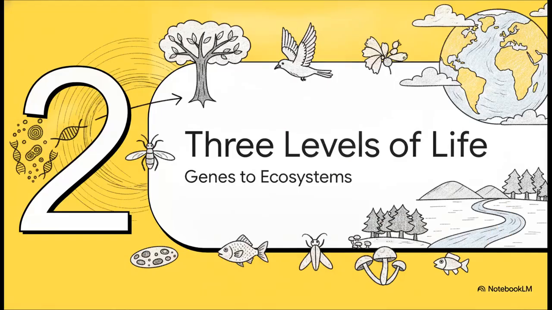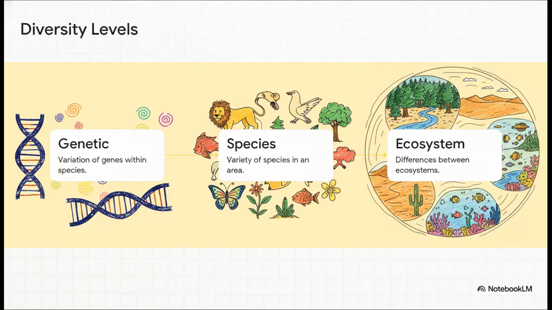Moving on to Section 2, the 3 levels of life. Let's see how this builds, zooming out from genes to ecosystems. So biodiversity is actively measured at 3 distinct escalating levels. Think of this like a camera lens pulling back. We start up close with genetic diversity, then we widen the lens to see species diversity, and finally we pull all the way back to capture ecosystem diversity.